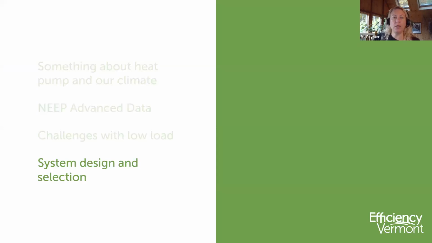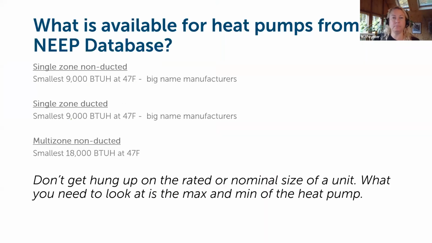So let's look at some apartments. When picking heat pumps from the NEEP database, there's a couple things that I wanted to mention in terms of what's available for selection. If you're looking at single zone non-ducted, meaning just one outdoor unit and one indoor unit, the smallest you're going to find is a 9,000.